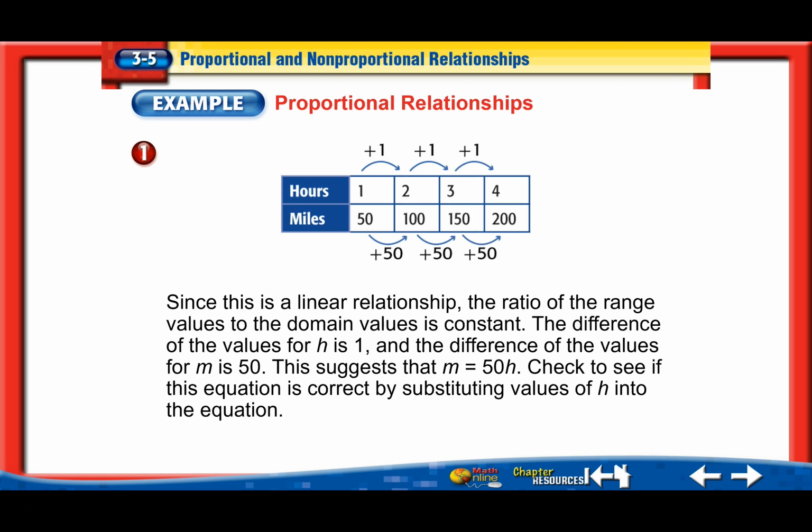So since this is a linear relationship, the ratio of the range values and the domain is a constant. That's important. The difference for the values of h is 1, and the difference for the values of m is 50, which is what we've said here. So that suggests that m equals 50h. So every time we go up, the miles is going to equal whatever is times 50. So we're going to try substituting them in to double check and make sure that's right.